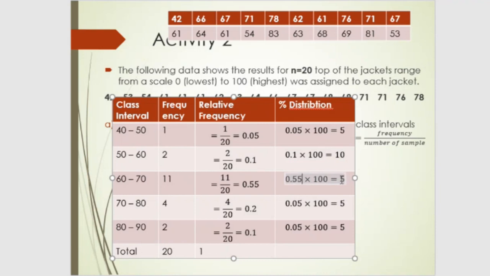0.55, it represents 55%. And then this one, 0.2 multiplied by 100, you get 20%. Okay, the last one is 0.1, so 10%. Okay, it's 10%. So even when you add these values, they should give you what? 100, to show that it's balanced.